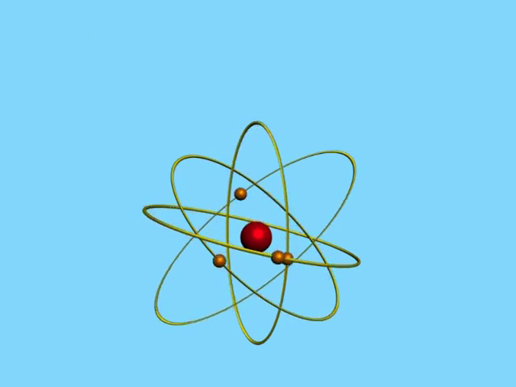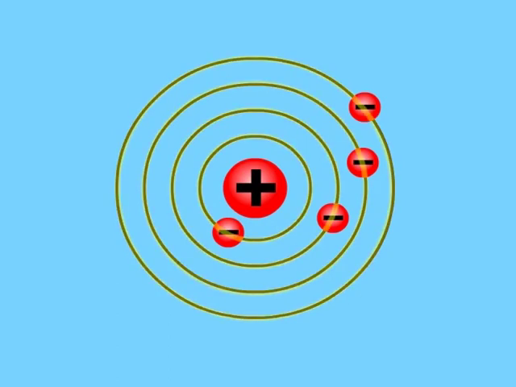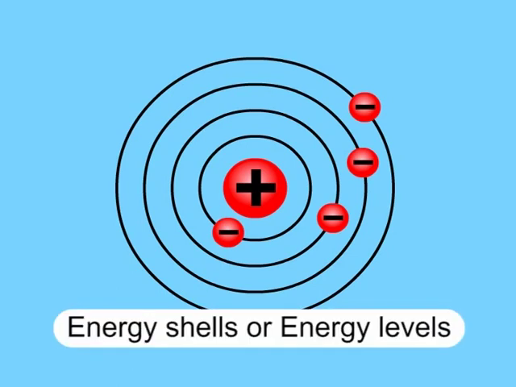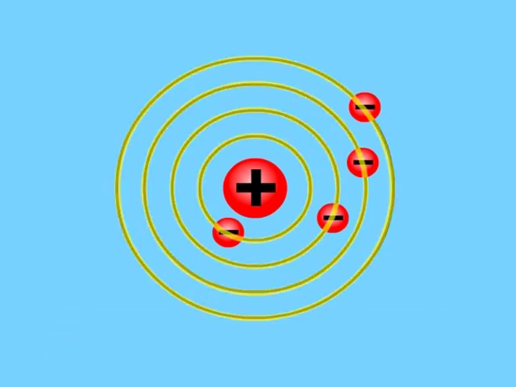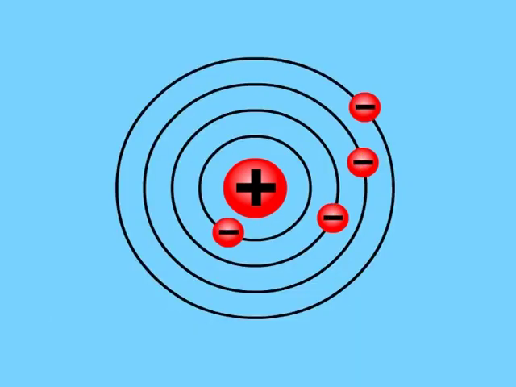What does this mean? Let us try to understand it in simple words. It means that in each orbit, electrons have definite energy. These are also called energy shells or energy levels. These are also located at a fixed distance from the nucleus. These are numbered as 1, 2, 3, 4, and so on, starting from the nucleus and designated as K, L, M, N respectively.